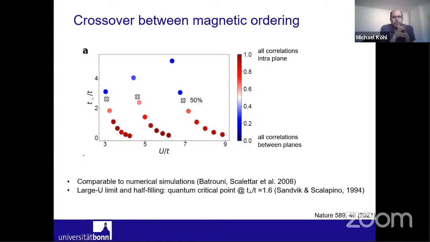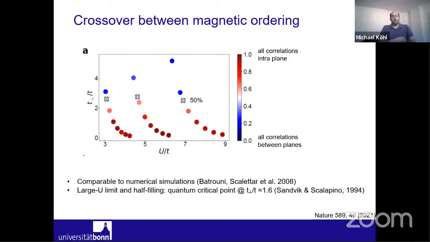And if we define the crossover as something like the 50% point, which is somewhat arbitrary as a definition, but as an experimentalist, what we do is just go halfway, then we see that this crossover occurs somewhere in the range between 2 and 3 of the ratio between the interlayer coupling and the intralayer hopping matrix element. And it's fairly constant for the interaction range that we are considering.